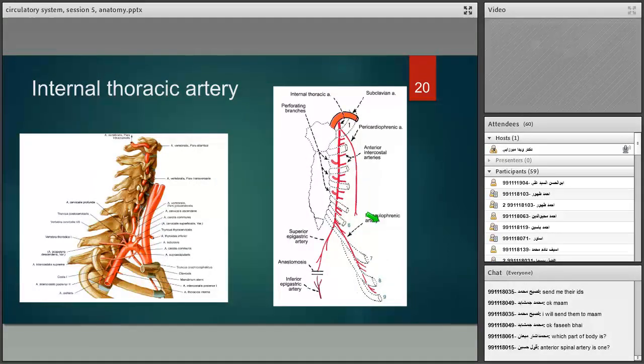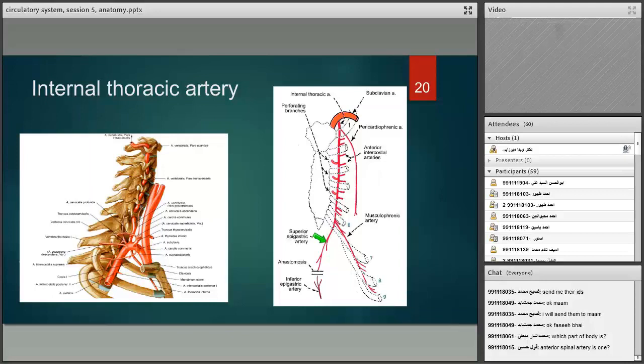The last two branches of the internal thoracic artery, one of them is the musculophrenic artery and the other one is the superior epigastric artery. These are the last two branches of the internal thoracic artery. One of them is musculophrenic and the other is the superior epigastric.